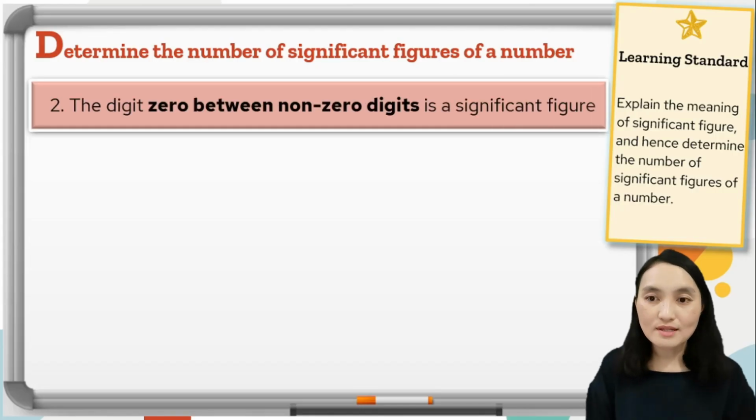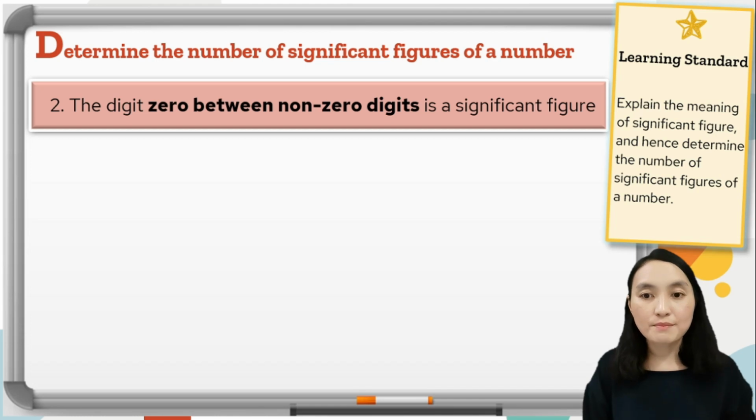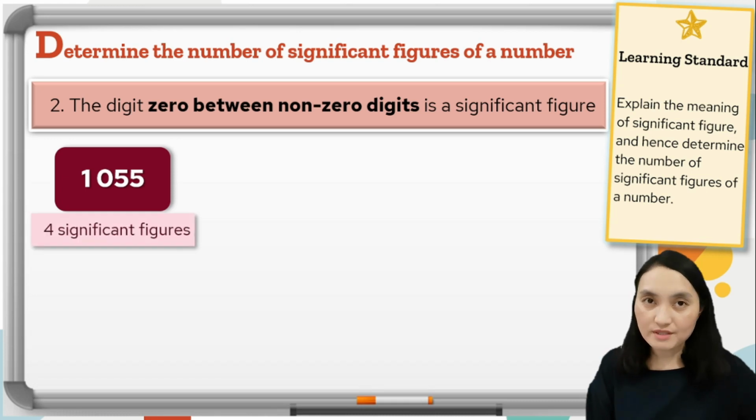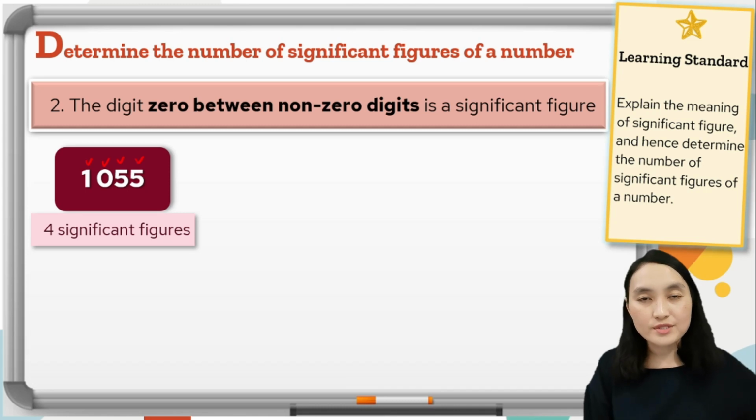Rule number 2. The digit 0 between non-zero digits is a significant figure. For example, 1055. There are 4 significant figures. Even though this is a 0, it is counted as a significant figure. So there are 4 significant figures in 1055.